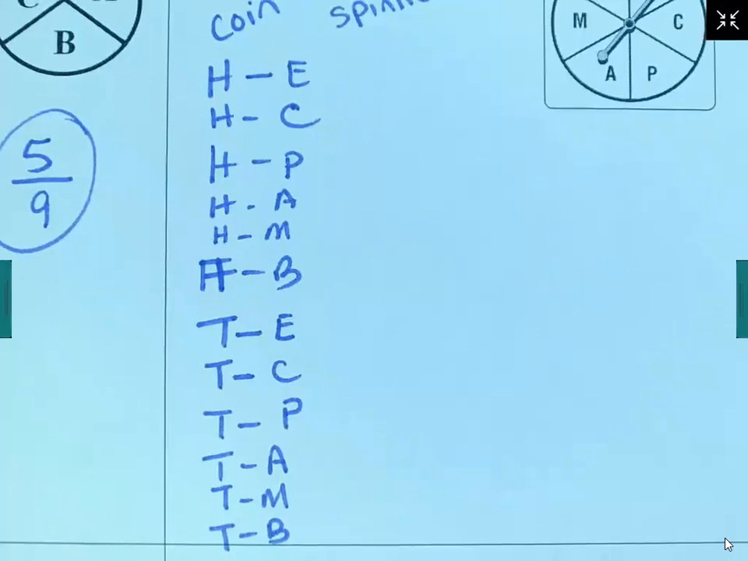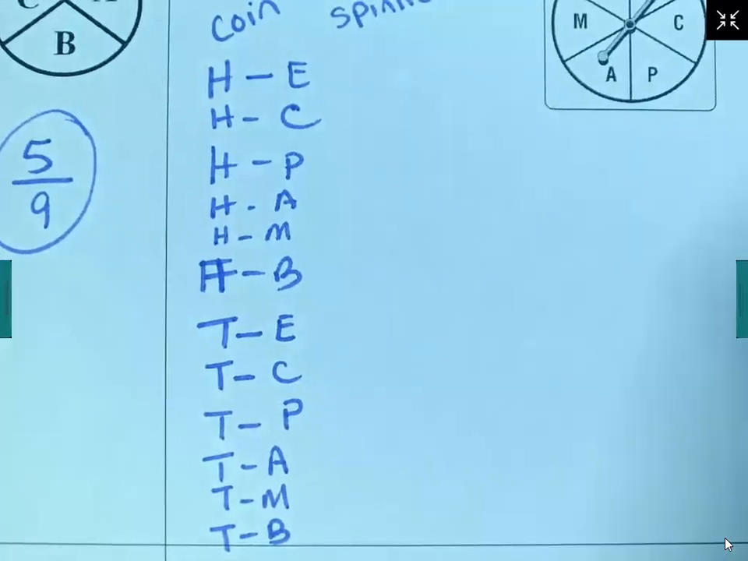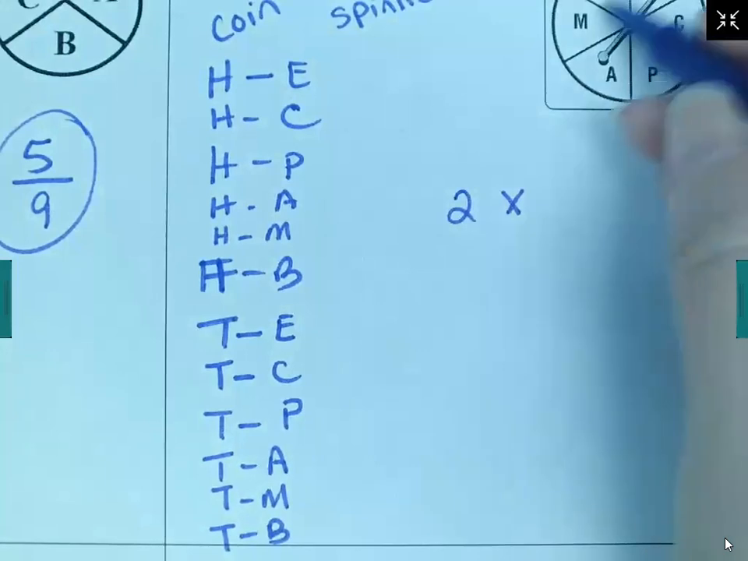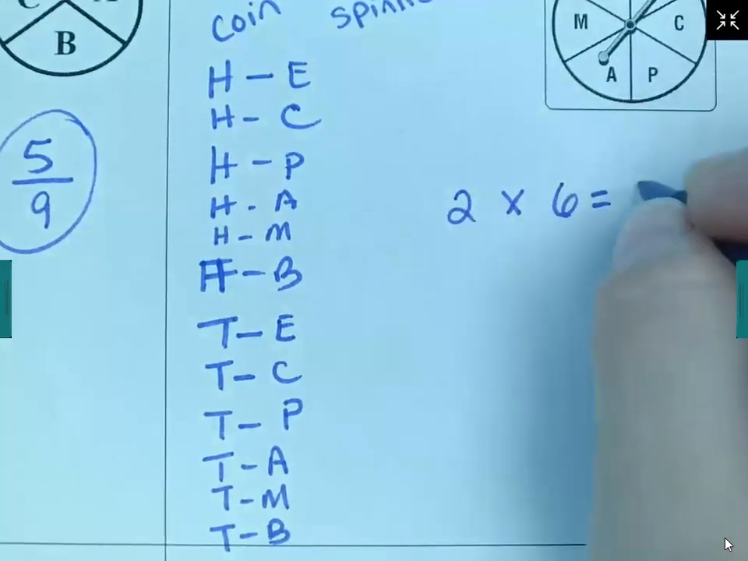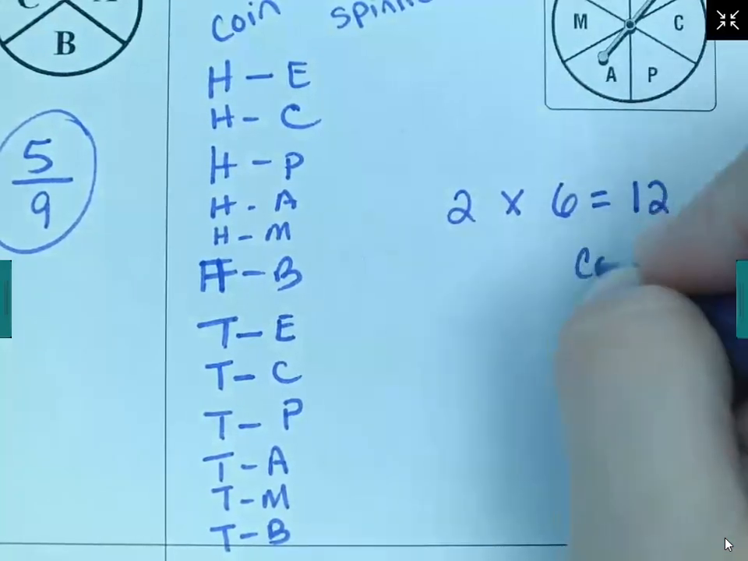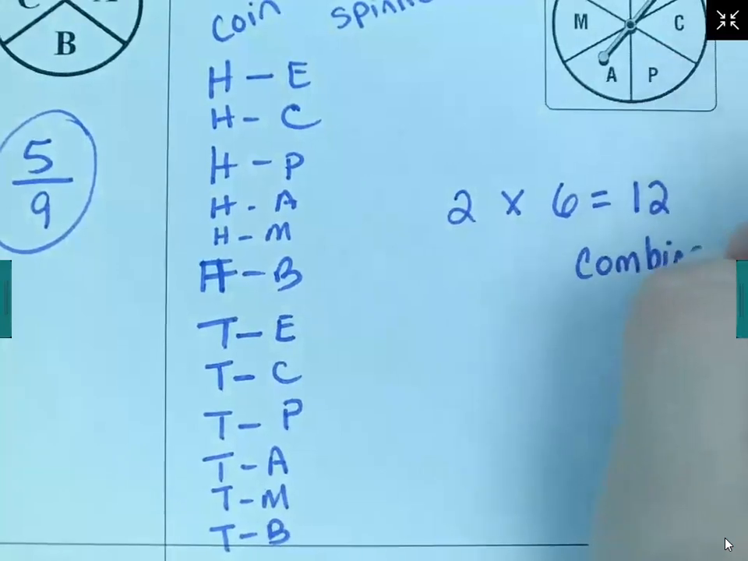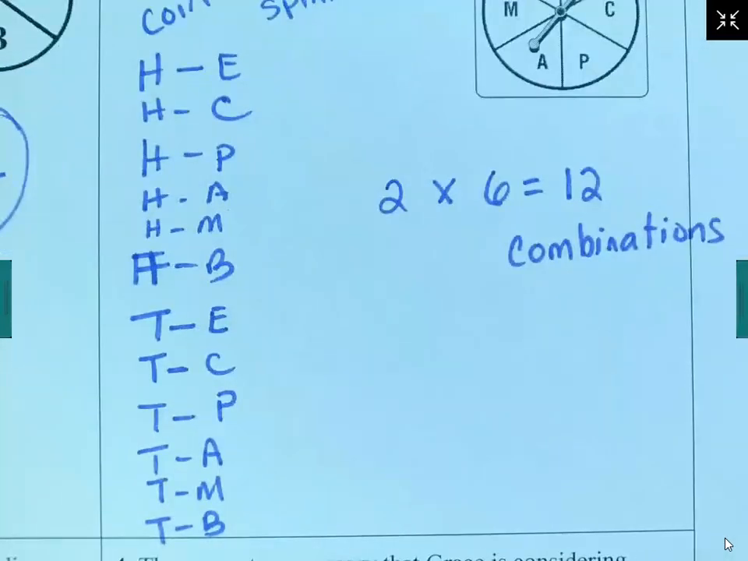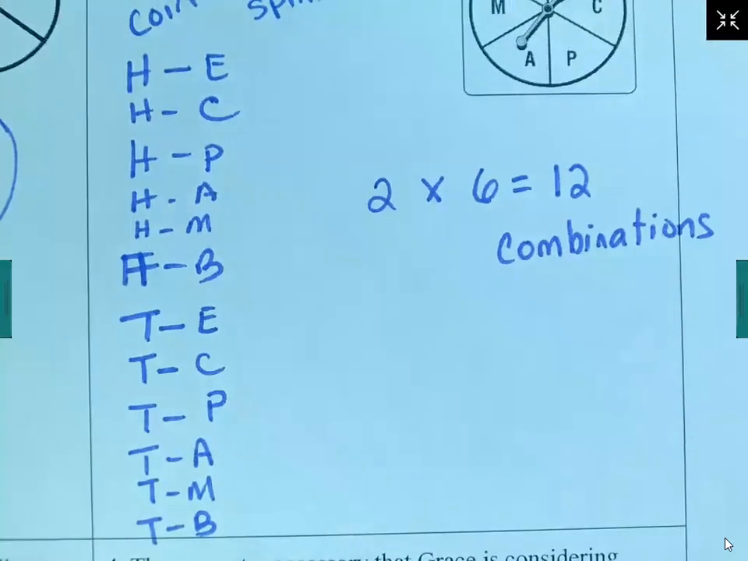And it just said make a list, so we have made a list. How many total outcomes are there? 12. So on the coin, how many options were there? 2. And on the spinner, there were how many options? 6. And 2 times 6 makes 12. That's 12 total combinations. Questions?